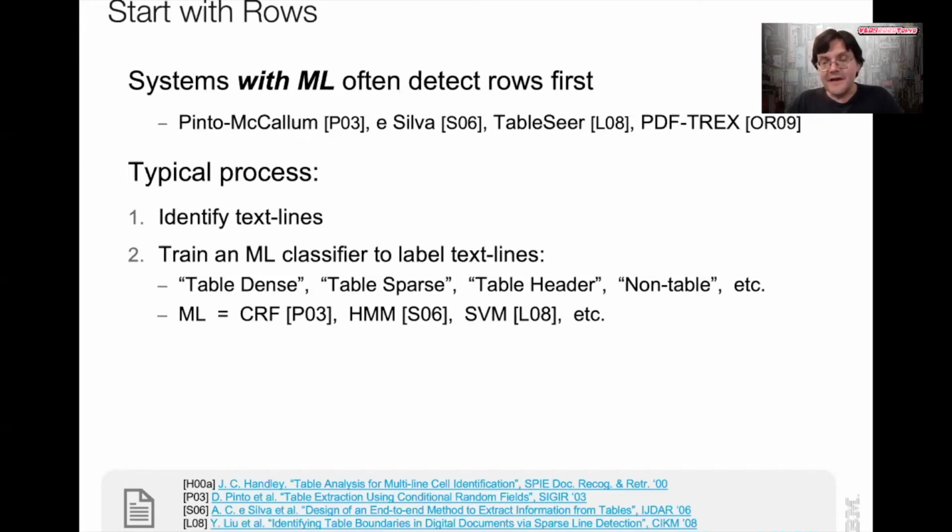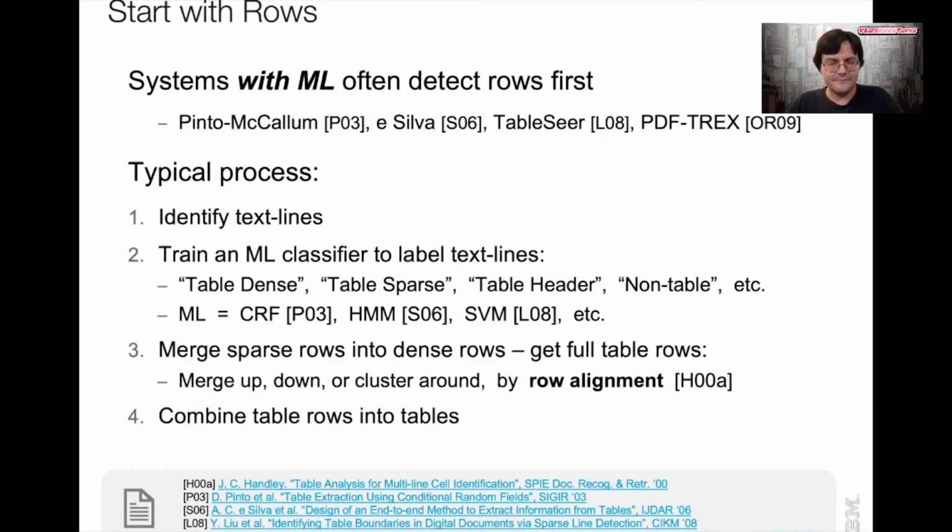The actual classifier that you're going to use, you can choose any one of the well-known classifiers, such as support vector machine or conditional random field or any other. And you have to define a vector of features, of course, for your lines in order to apply the classifier. So an important step will be to merge incomplete rows into dense rows to compute complete multi-line rows.